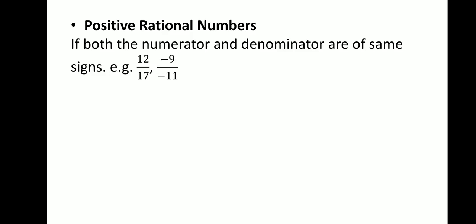Next example can be taken as minus 9 over minus 11. Here both the numerator, minus 9, and the denominator, minus 11, are of the same sign, that is both are negative, so it is a positive rational number.